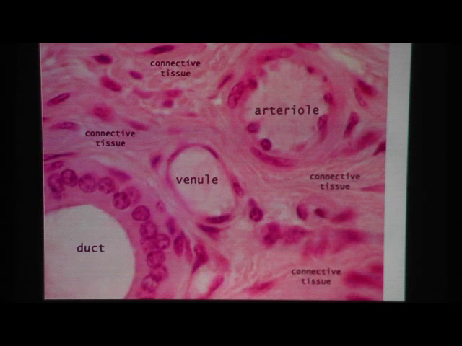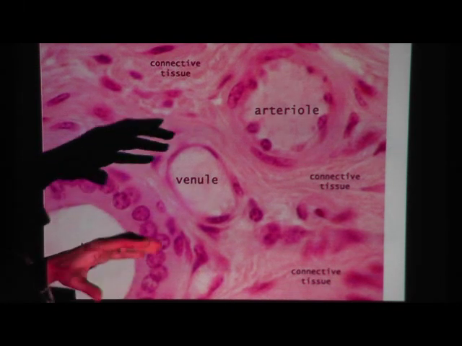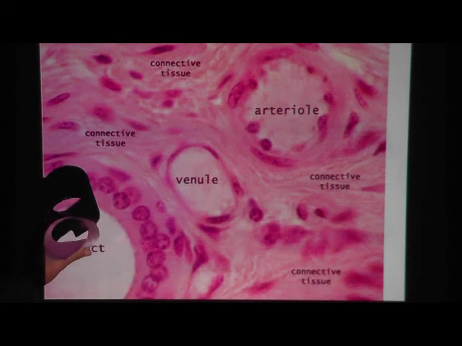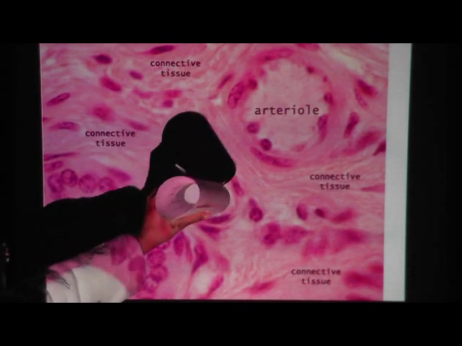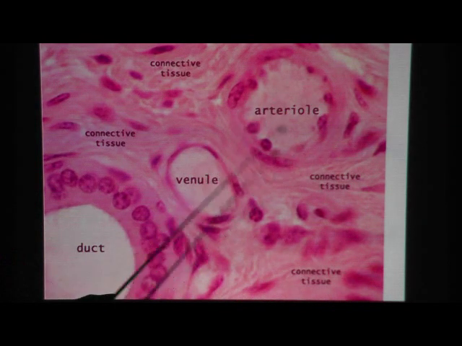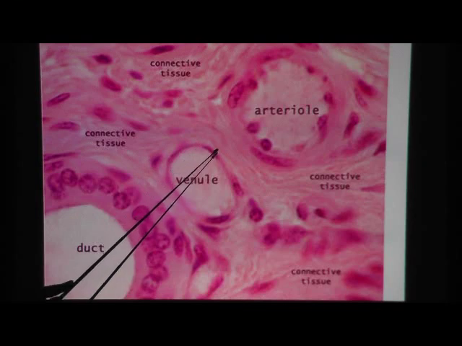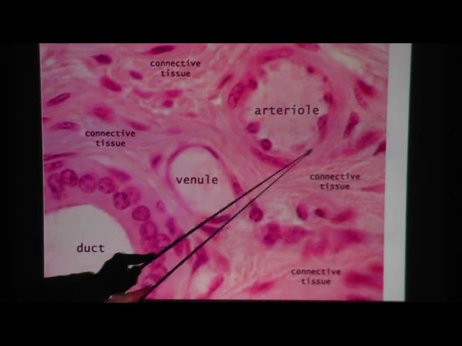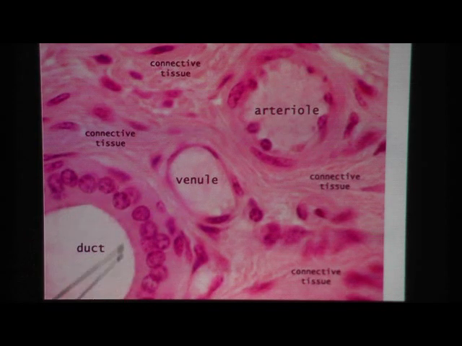And lastly, here's some structure. All of these vessels are coming out of the screen towards you. So in other words, all these vessels are like this. It's coming up this way, coming that way, and coming this way. This is an arteriole, this is a venule, and this is a duct. All of this is epithelium. This is epithelium, this is epithelium, this is epithelium.